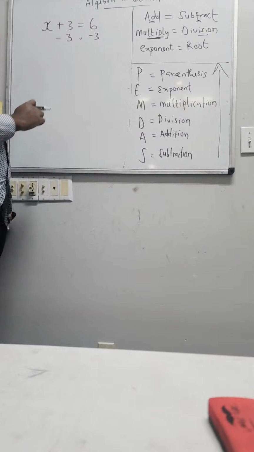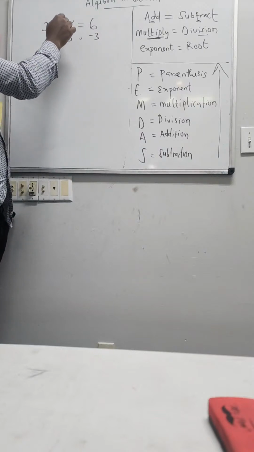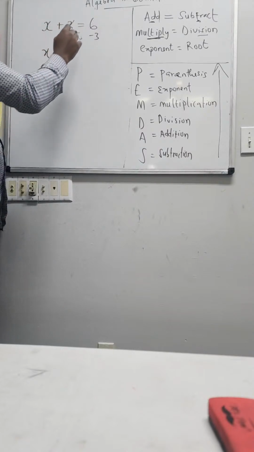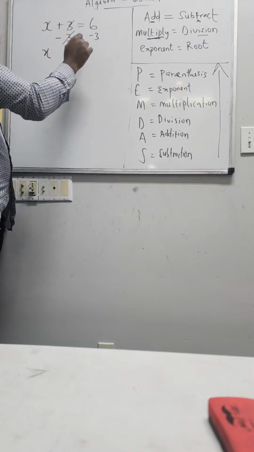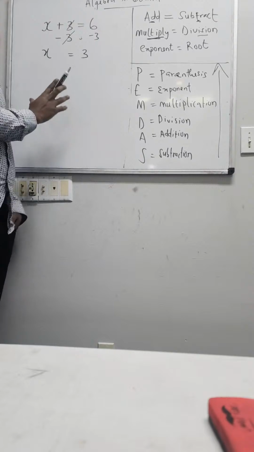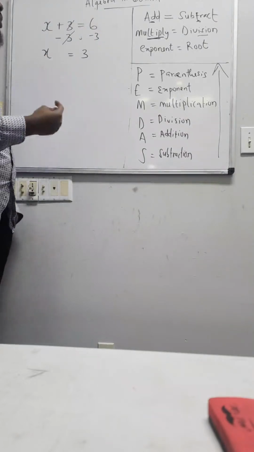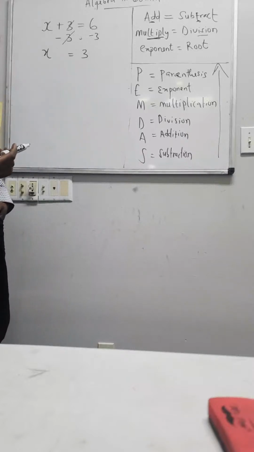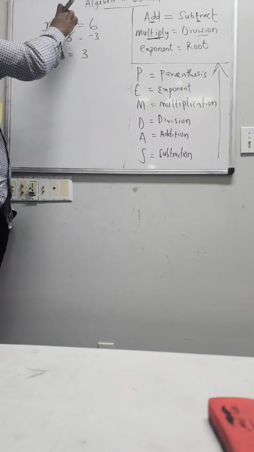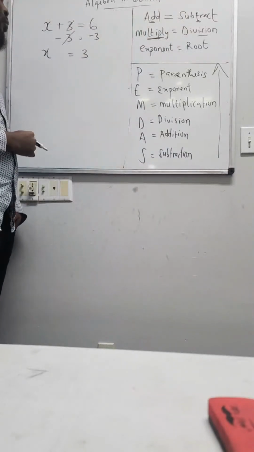If you subtract 3 from both sides, here we have your x. 3 minus 3 cancelled out. And here we have 6 minus 3 equals 3. This is the easiest question you can find on algebra. So the objective here is that we move from the simple to the tough. So when you have addition, just use this method of subtract, and it works.